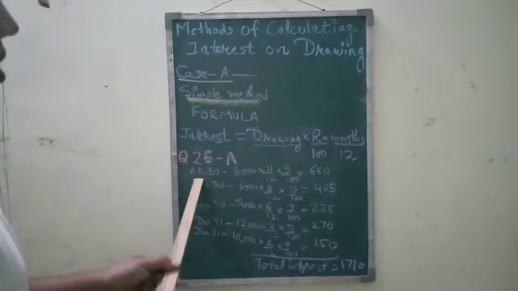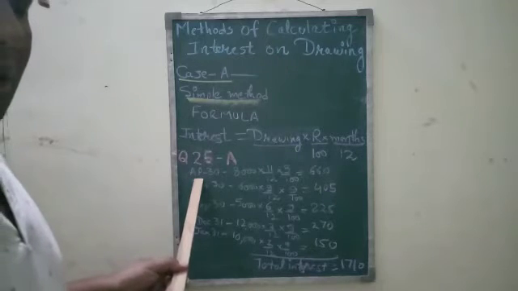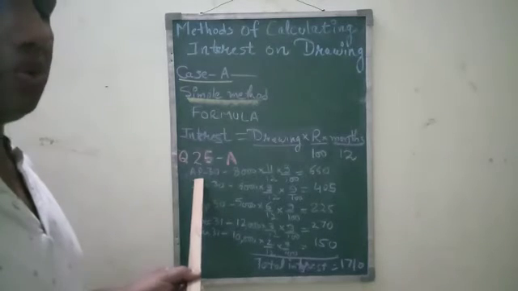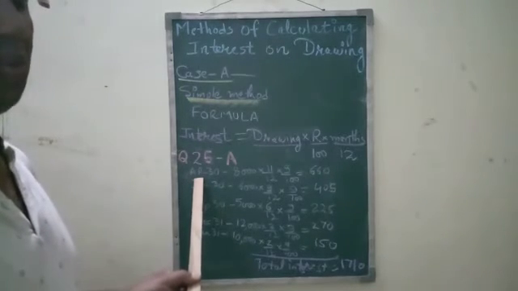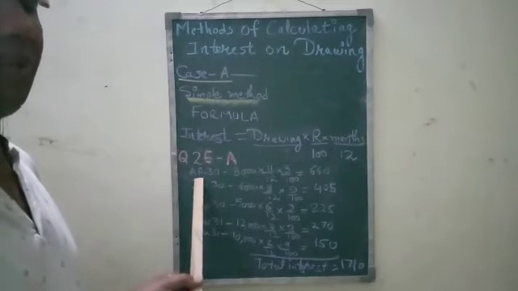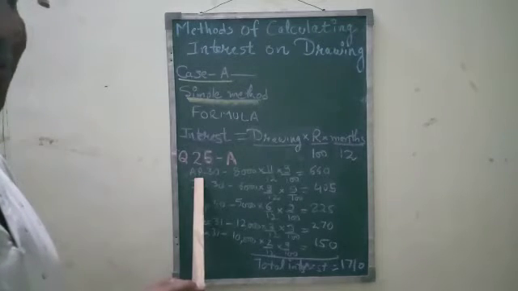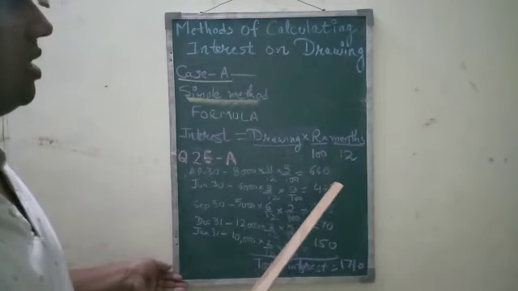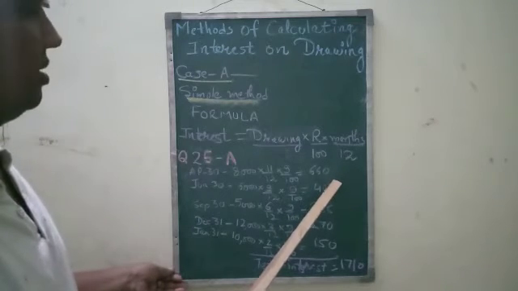So from 30th April is not counted. So May, June, July, August, September, October, November, December, January, February, March. So 11 months are there. So 11 by 12, 9 by 100, interest is calculated as 660.